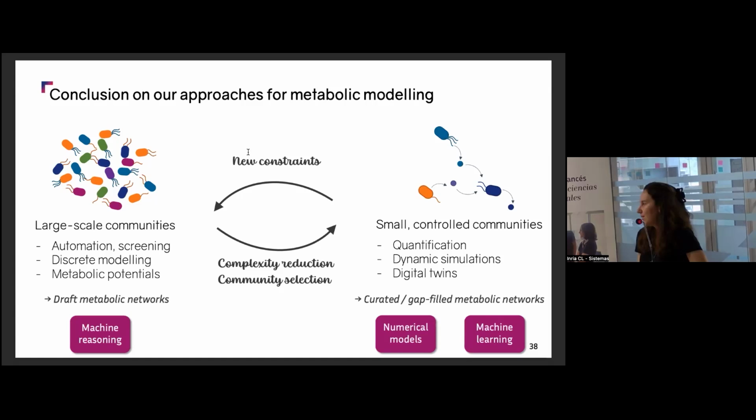And then for small or controlled communities, we use numerical models because we can curate the models. We have more expertise, we have more literature. We perform dynamic simulations, and we are not yet up to the digital twin, but this is the path that we are going forward. So overall, you've seen that we use a wide range of methods, ranging from machine reasoning to numerical models or statistical learning. And really, again, the choice of the model depends on the question and the constraints we have to address.